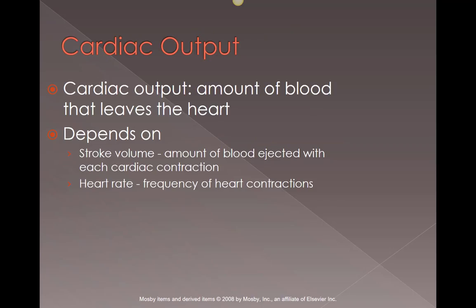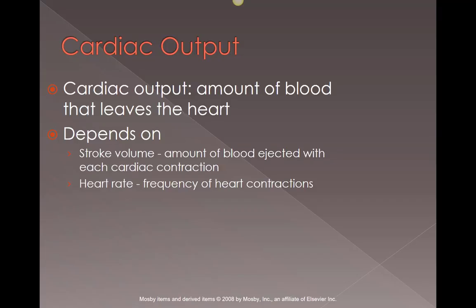Cardiac output. So cardiac output is going to be the amount of blood that leaves the heart. And there's two things that actually determine this. First is going to be stroke volume, the amount of blood ejected with each contraction of the heart. And the second thing is going to be the heart rate, so the frequency that the heart contracts. And these two things are going to make up your cardiac output.